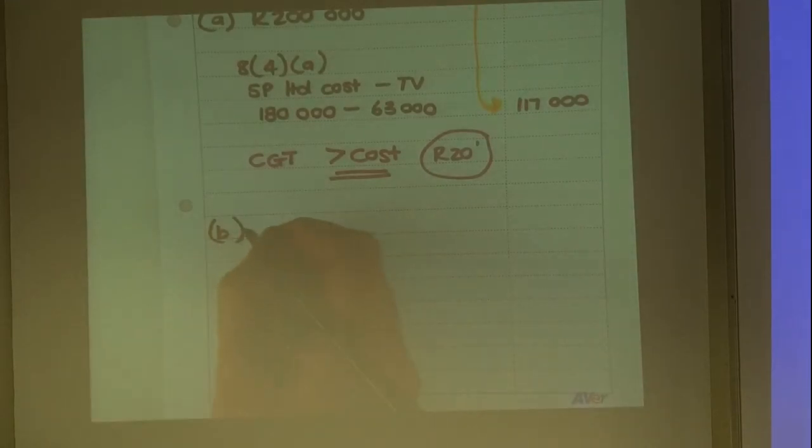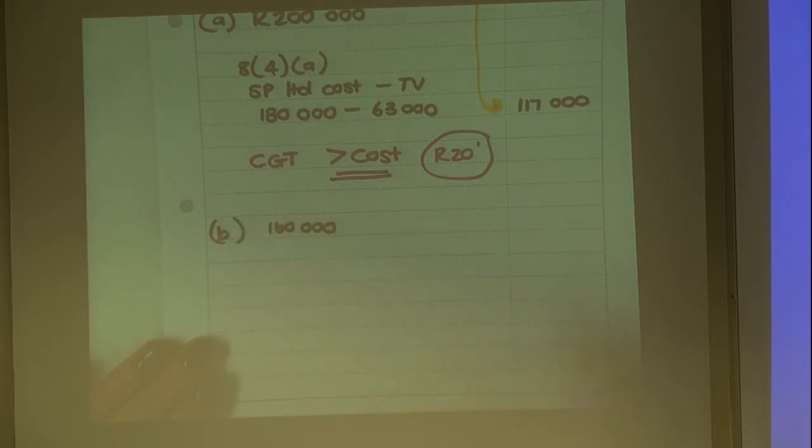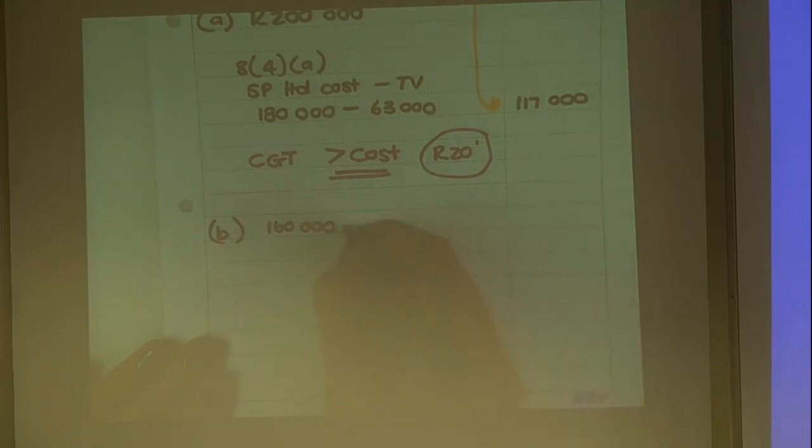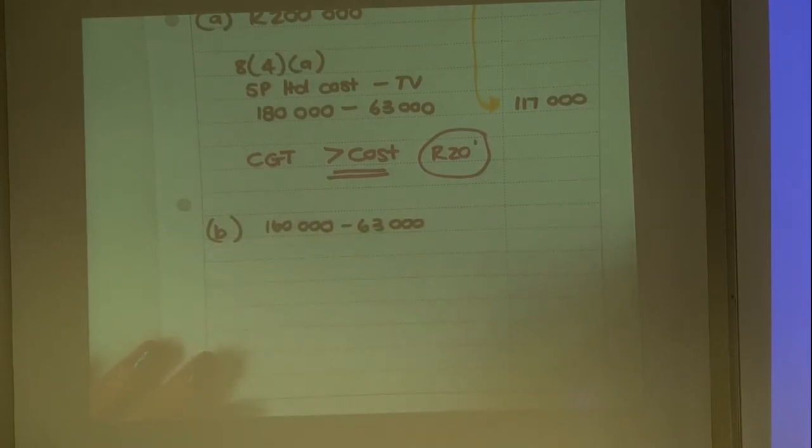But let's look at the next scenario. In this one, they said to us, the asset was sold for an amount of 160,000 Rand. So we follow the same formula. 160,000 Rand selling price, limited to cost. We don't have to limit it. Minus the 63,000. So in this scenario, my recoupment will be an amount of 97,000 Rand.